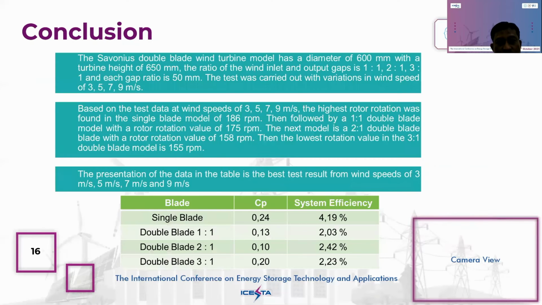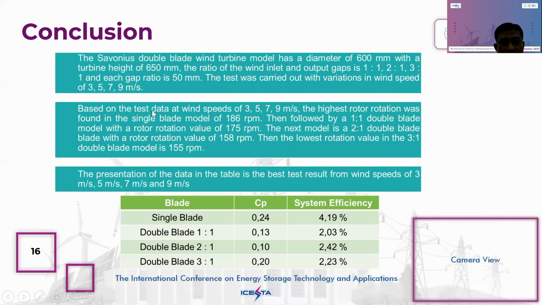And the conclusion of my research. First, the Savonius blade wind turbine model has a diameter of 600 millimeters with a turbine height of 650 millimeters. The ratio of the wind inlet and outlet gap is 1:1, 2:1, 3:1. And the test was carried out with variation in wind speed of 3, 5, 7, and 9 meters per second.